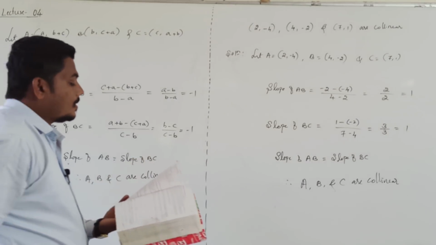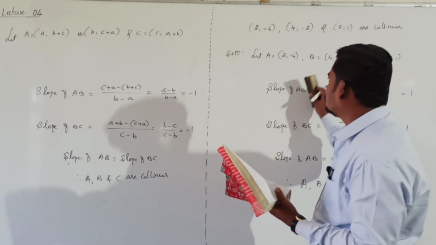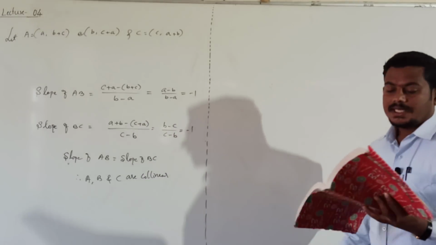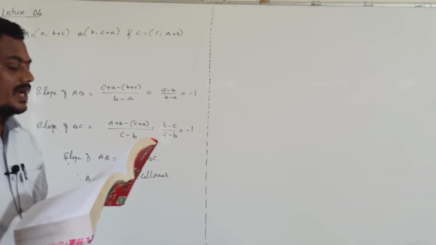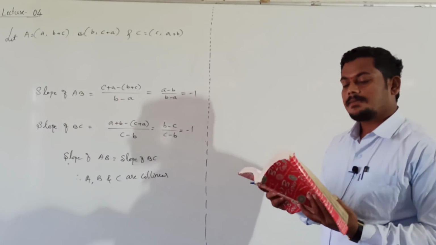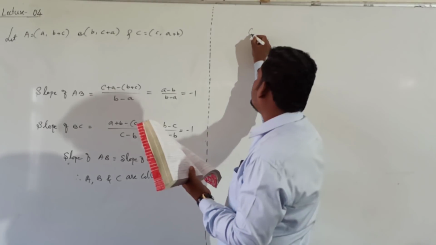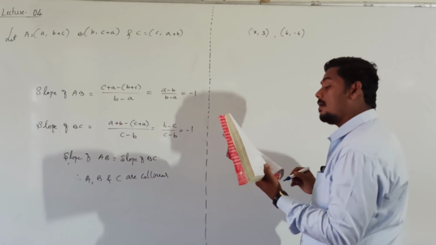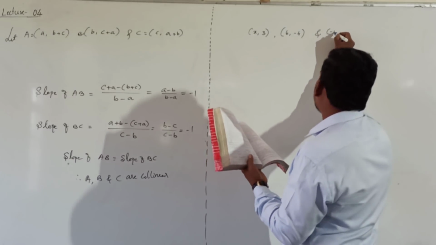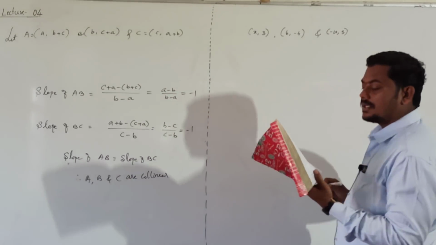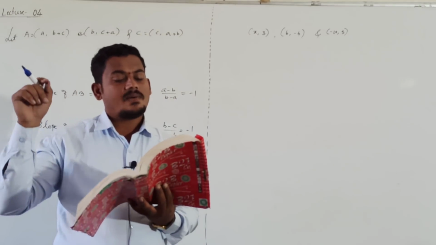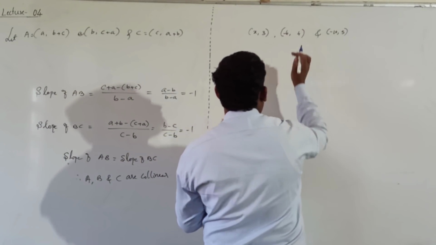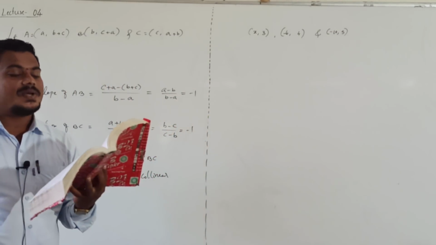Next, find the value of x. Find the value of x if the points x comma 3, sorry it is minus 6 comma 4, and 6 comma minus 4 and minus 10 comma 5 are collinear.